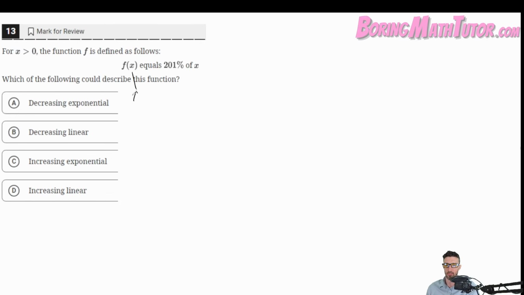I'm going to rewrite what they have by writing f of x equals, and then 201% is the same thing as 201 over 100. And when they say of x, well, that means you can just put times x, or just put the x right next to it. So 201 over 100 times x. So is this decreasing, or is it increasing? Is it linear, or is it exponential? Well, it is in the form of y equals mx plus b. So it's definitely linear.